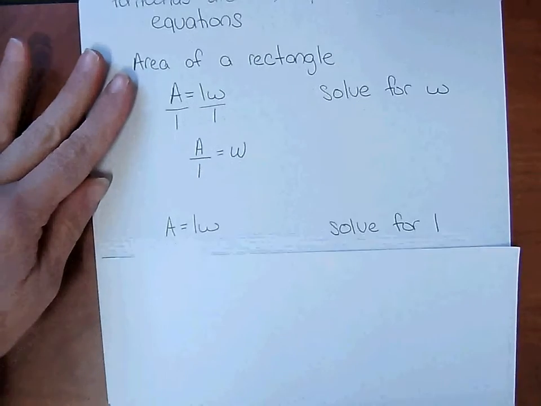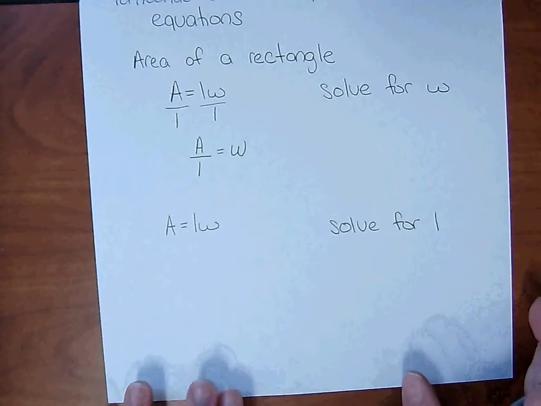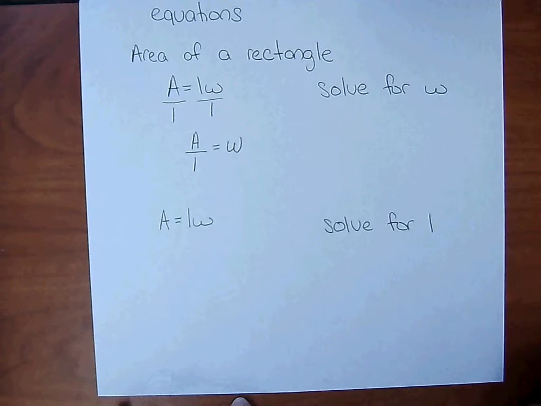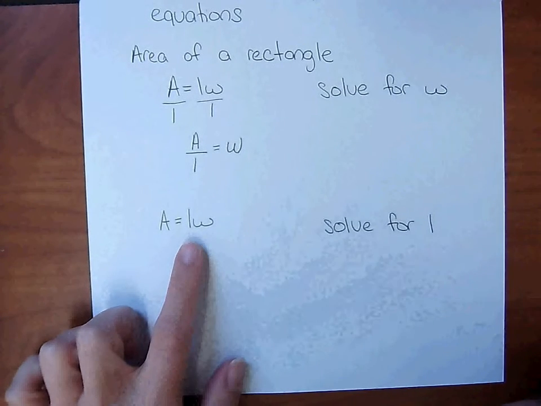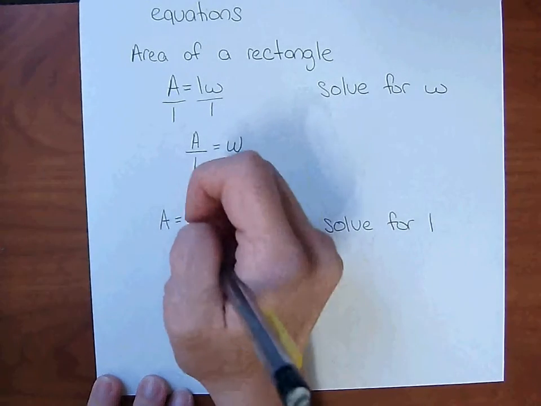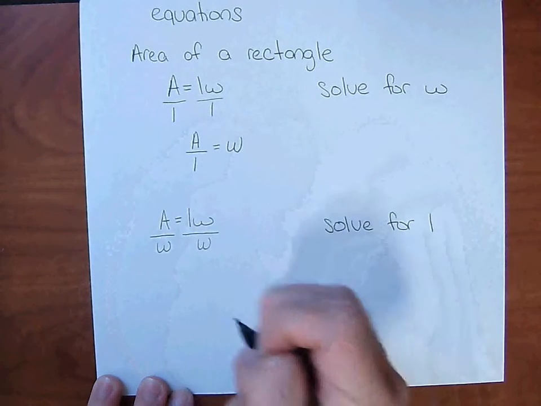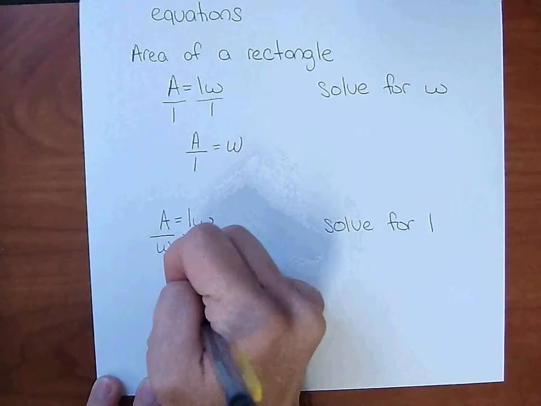So let's take the same formula, area of a rectangle, area equals length times width, and this time we'll solve it for L, length. So again, think about what you're doing to L. You're multiplying it by W. So the opposite is to divide by W. Do it to both sides. Area over W equals length.